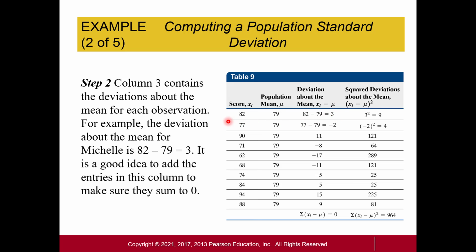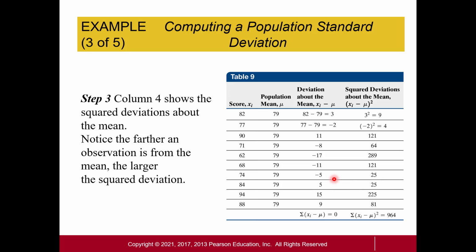The next one is a score of 77 minus 79. So it's 2 away from the mean. But because it's negative, it's 2 less than the mean. And we do that for each of these scores. These numbers are all how far they are from the mean value. And then a good idea for checking purposes is if you add up these deviations about the mean, you always should get 0. So if you didn't get 0, just check your work.